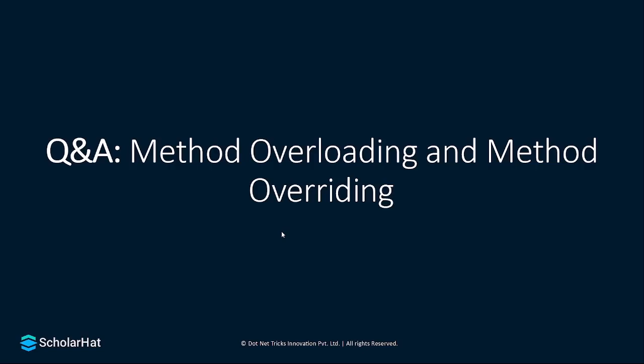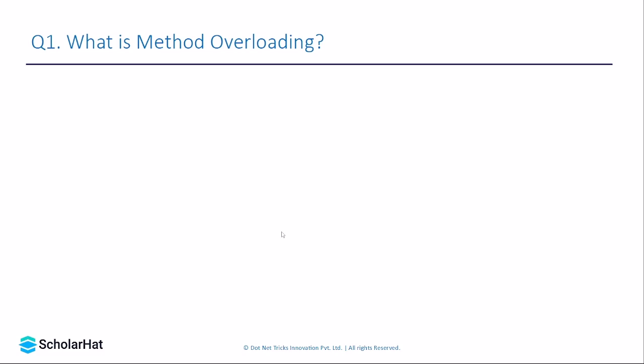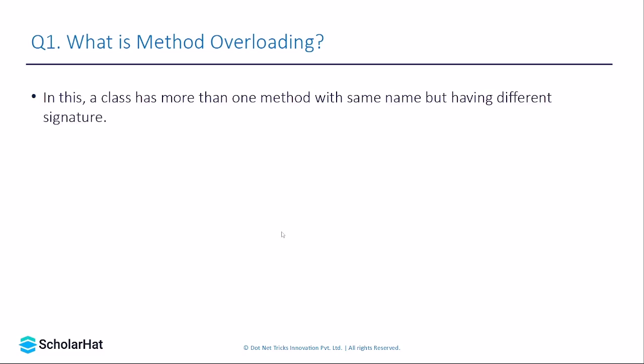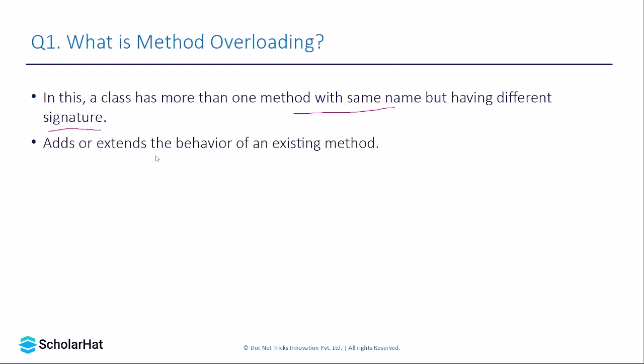Our next section is method overloading and method overriding. So what is method overloading? In this, a class has more than one method with the same name but having a different signature. By different signature, I mean it is having a different parameter. It adds or extends the behavior of an existing method.